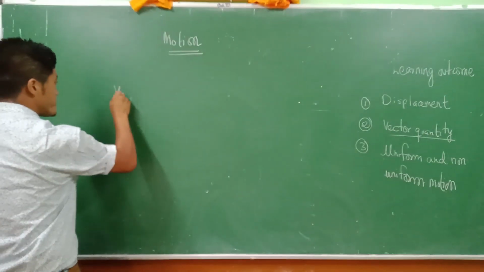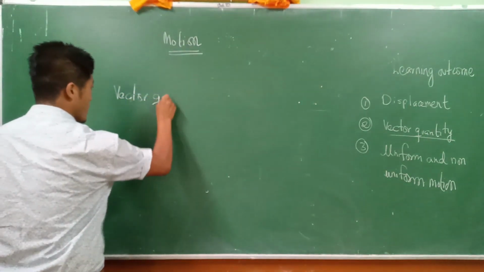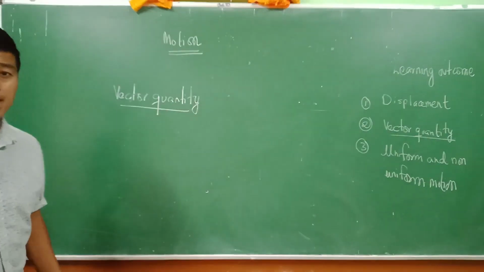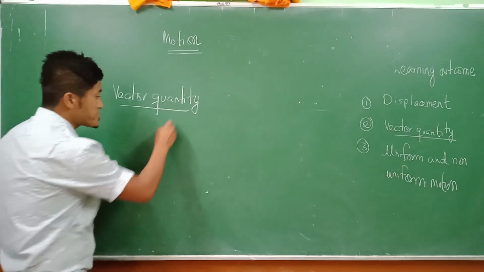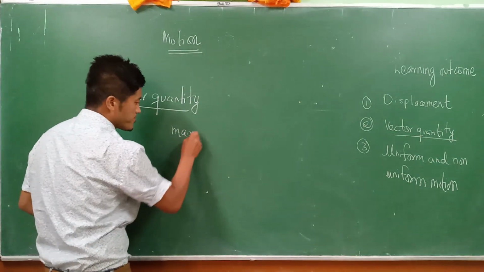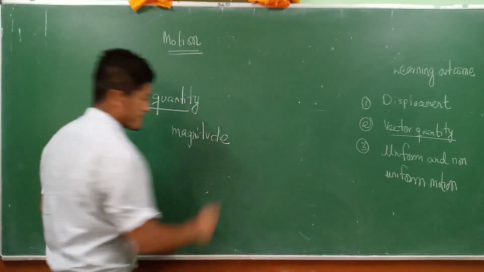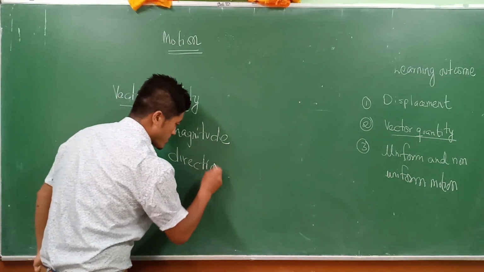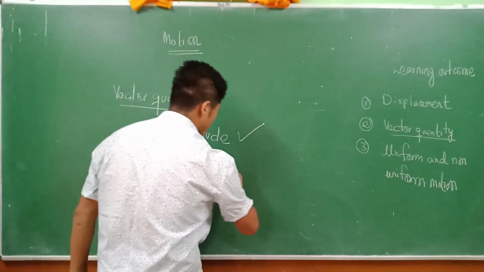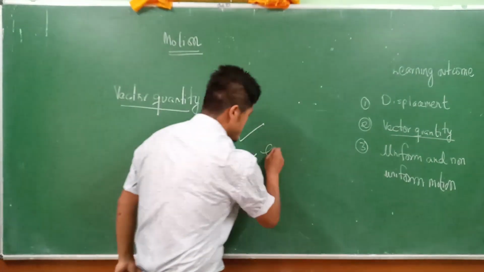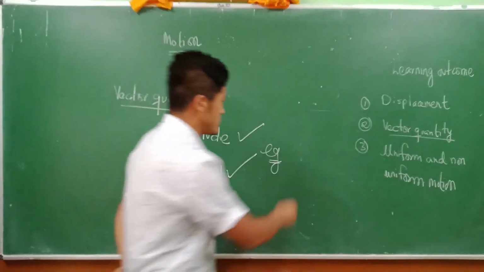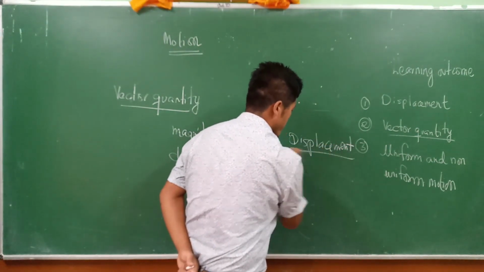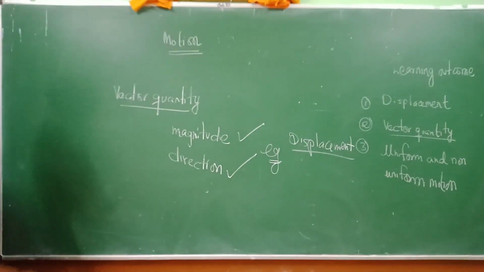Yes, vector. Vector quantity. This is a physical quantity in which there is the presence of magnitude. Magnitude is present. Along with magnitude, the direction is also present. Understand? Magnitude and direction both are present, and its example is displacement. Understand? Displacement. And I can give you another example.